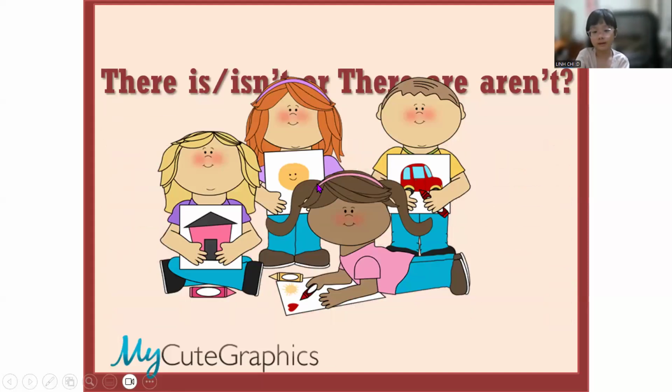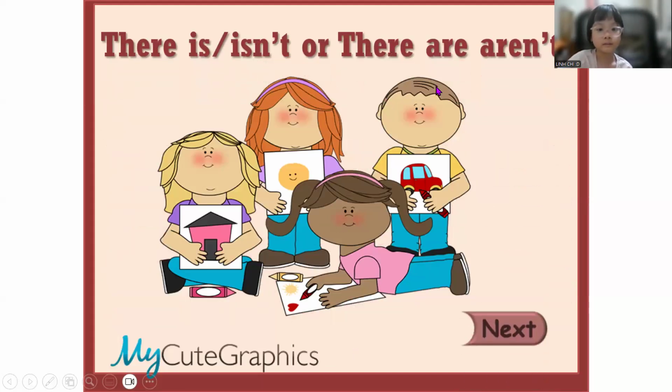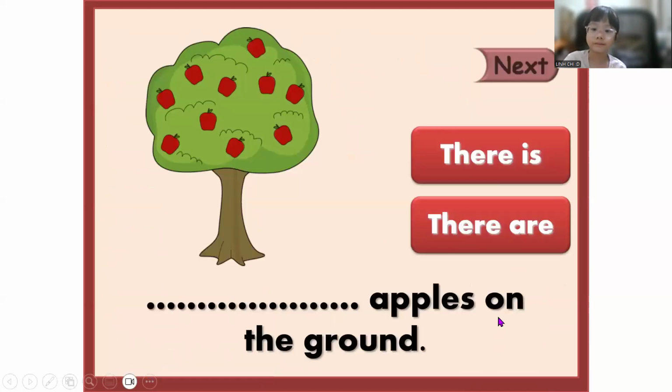Okay, now let's play a game. Are you ready? Yes, I'm ready. Perfect. Now look and complete the sentence. There are apples on the ground. Very good. You've got 1 star for that.